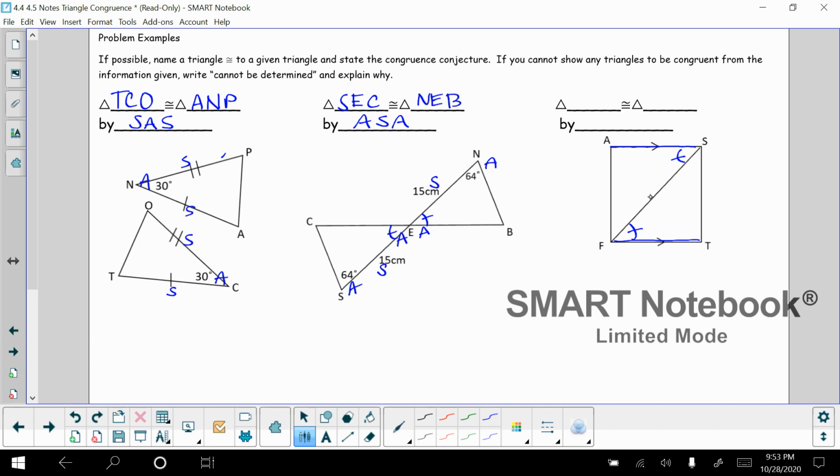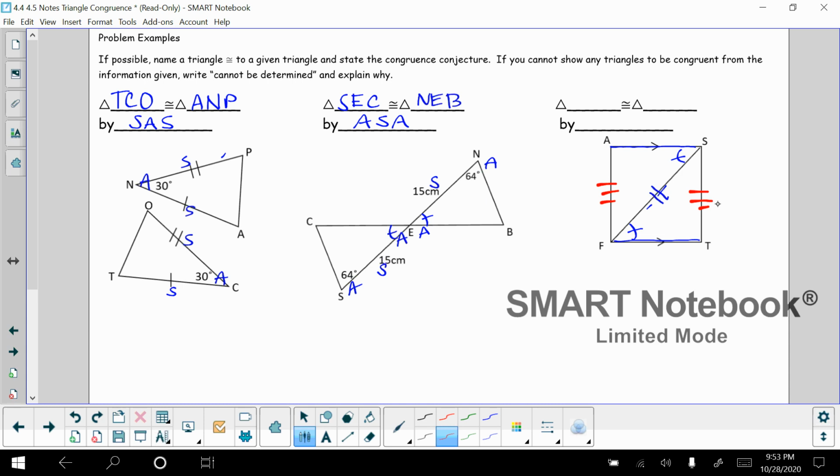Now here's another thing. This side is actually the shared side for both triangles. So if you were to draw these separately, you can say that FS is congruent to FS by the reflexive property, okay? Because it's its own side, all right? And that's really all I know. I don't have any other information. Now, some of y'all are probably thinking, well, this side has to be congruent to this side.